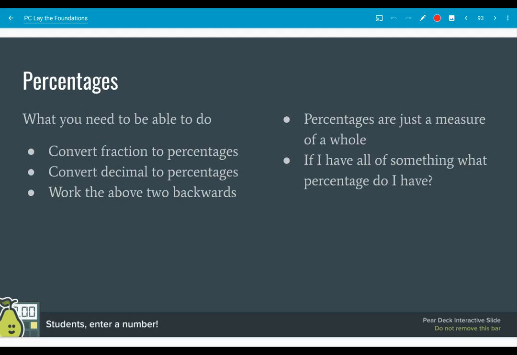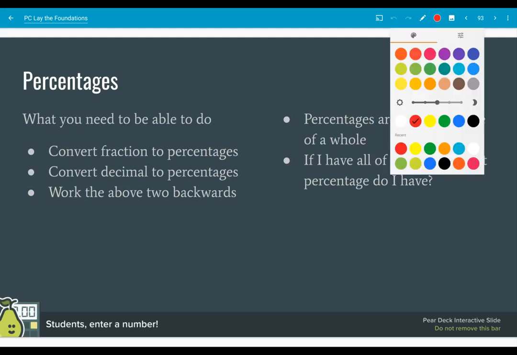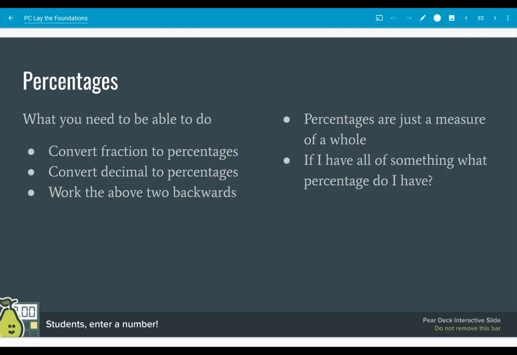So let's look, last thing we're going to look at is percentages. Okay. So percentages, what you need to be able to do with percentages is you need to be able to convert fractions to percentages. You need to be able to convert decimals to percentages, and you need to be able to work the two of those backwards. Right? A percentage is just a fraction. It's just a measurement of a whole. Right? We're out of 100% is our whole.